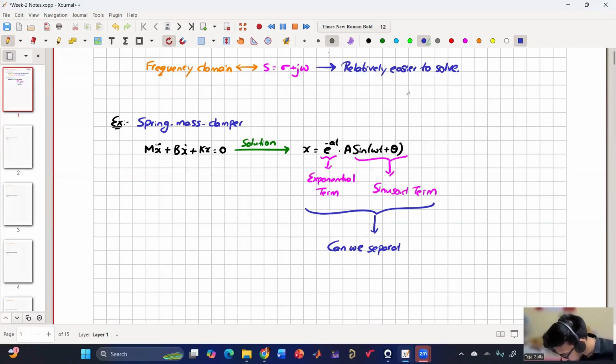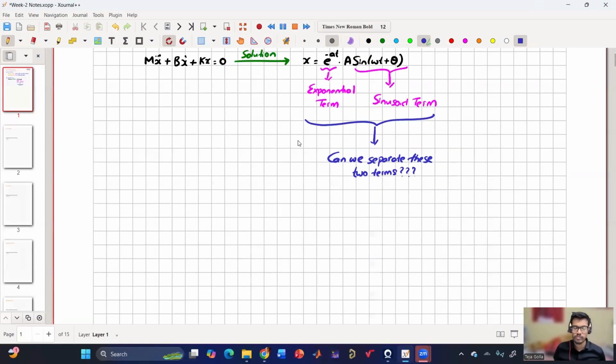Can we separate these two terms? Yes, we can separate, and by using Laplace transform. So we apply the Laplace transform to the given equation, solve it, and then apply inverse Laplace transform.